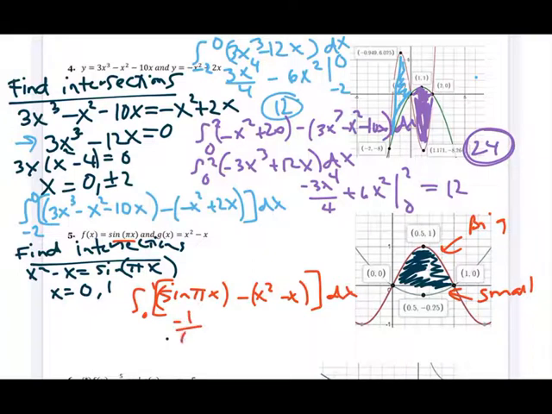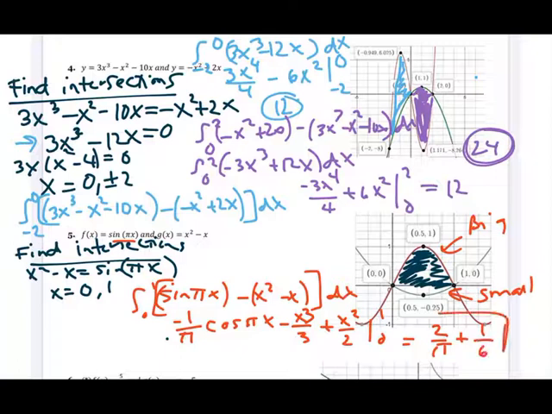This is going to be -1 over pi times cosine of pi x minus x to the 3rd over 3 plus x squared over 2, and we're integrating from 0 to 1. This is going to give you 2 over pi plus 1/6, which you would obviously be allowed to leave like that. If you wanted to convert it to a decimal, that would be 0.803.